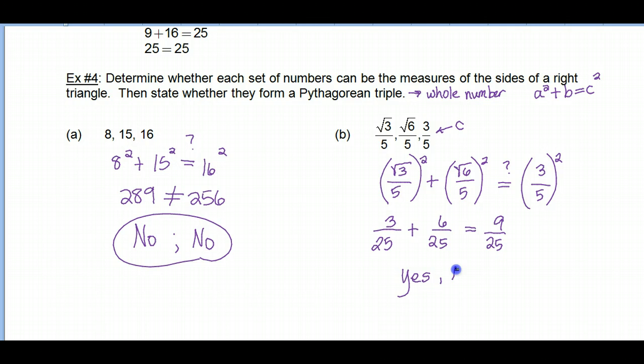Would you like a comma or a semicolon? Semicolon, separate thought. Yes, and then no. All right, questions?